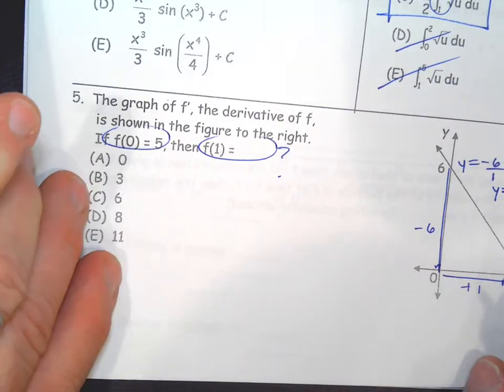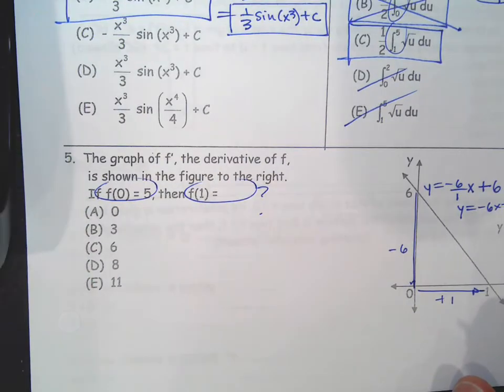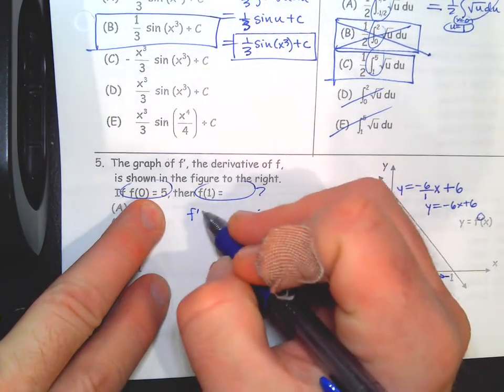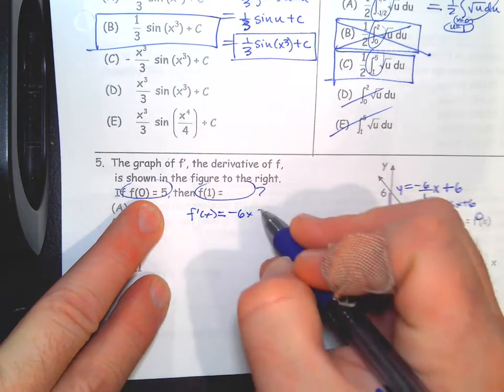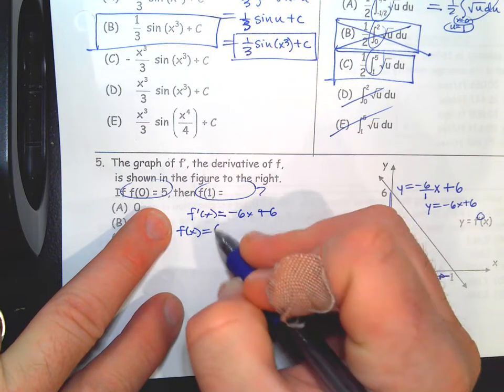So what we could do is say, okay, if that's the equation of the derivative, right? f prime of x equals negative 6x plus 6. So if you want f, you're going to have to integrate f prime.